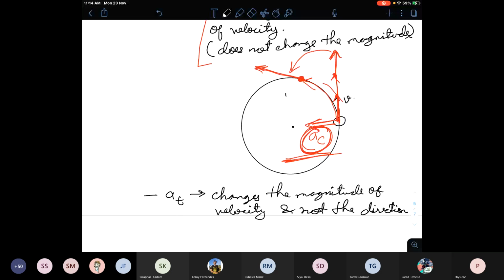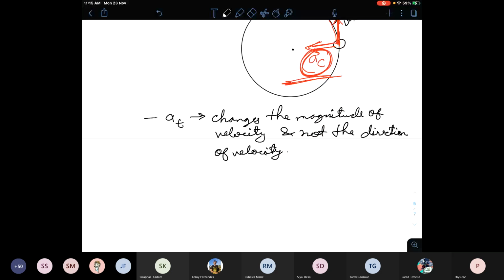These two accelerations are working together to create a circular motion. One is changing the direction of the velocity and the other is changing the magnitude of the velocity. When direction and magnitude change simultaneously, they create circular motion. So this is the work of tangential acceleration.